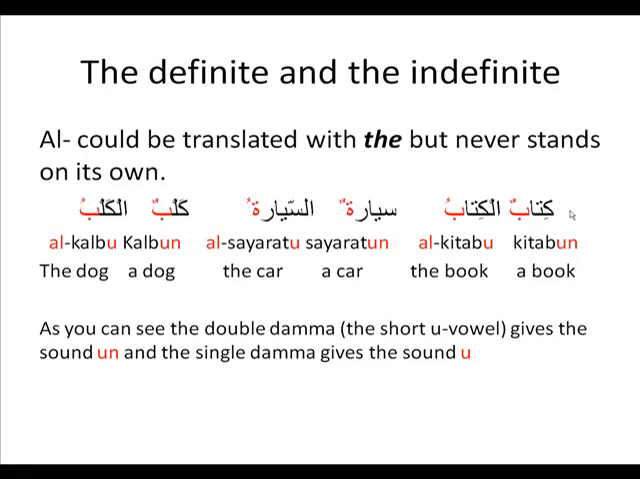If we want to talk about the book, we add alif lam, al, and we take away one of the vowels at the end. Al-kitabu. And then we read it all together. Al-kitabu.